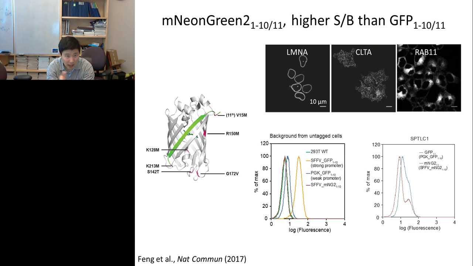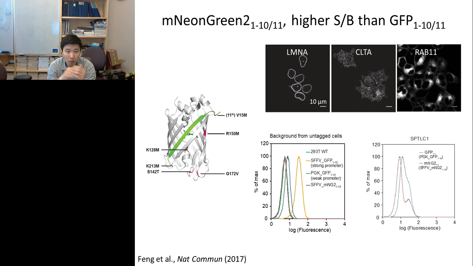In comparison, the mNeonGreen 1-10 has almost zero background, totally overlapped with the autofluorescence curve. So if you look at the histogram on the right, comparing the GFP11 knock-in versus mNeonGreen 11 knock-in for a low expressing protein, you can see the mNeonGreen case is much better separated from the non-integrated cells because of lower background. So that is another advantage of the split mNeonGreen system. Basically, for this reason, we pretty much all switched to mNeonGreen in our own experiments nowadays.